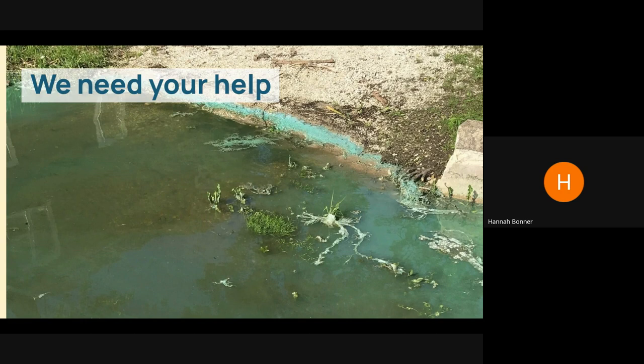And really, like I've mentioned, we need your help. Utah has a couple thousand water bodies, and it just isn't feasible for our team to be able to monitor them all the time. And so we really rely on volunteers and an informed public like you to help us catch these events as soon as possible and be able to keep other people safe.